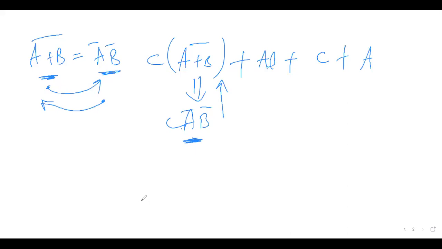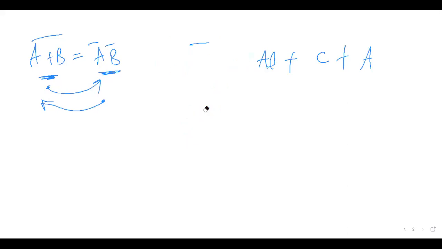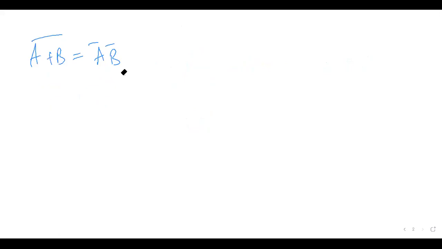Now, if you want to understand how to manipulate the variables, what is De Morgan's theorem? Use the truth table. It's simple, use the truth table. So here I have 2 inputs, A and B.